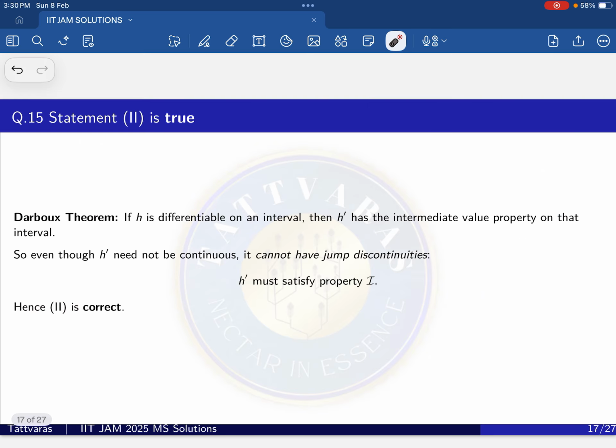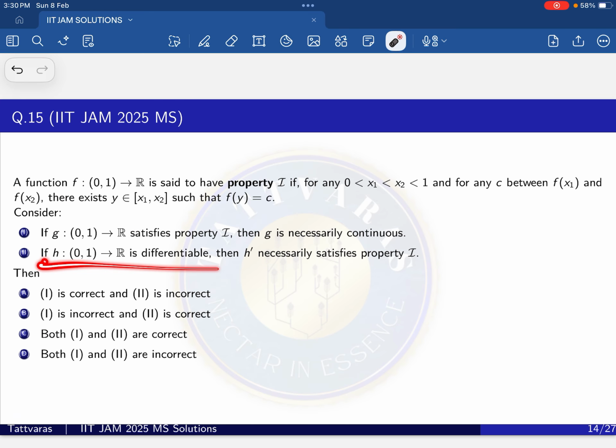So what about the next statement? The next statement was, if h is differentiable, then h prime necessarily satisfies property I. Now this again is exactly the Darboux theorem. If you are not aware of it, kindly go through the statement. It says that if h is differentiable, then h prime necessarily follows the intermediate value property. The proof is a little bit involved, but you can prove it intuitively using the notion of derivatives.